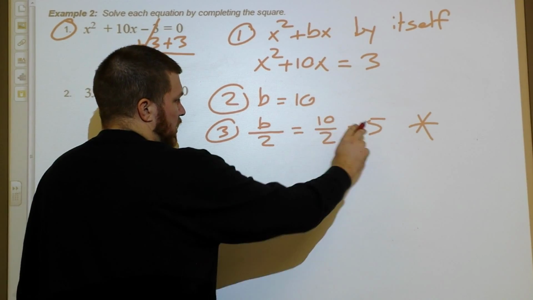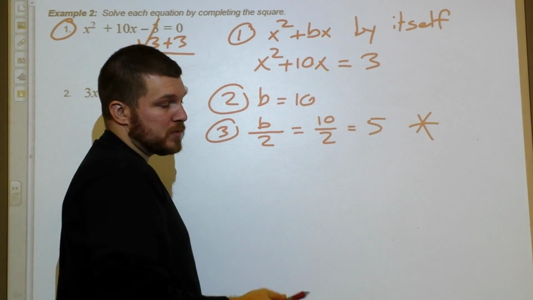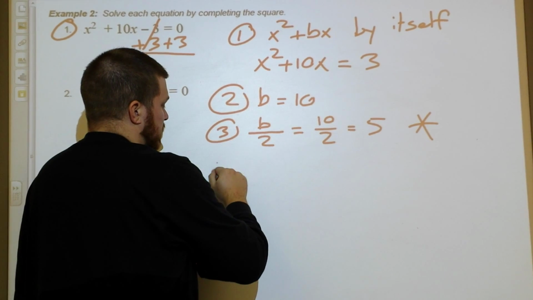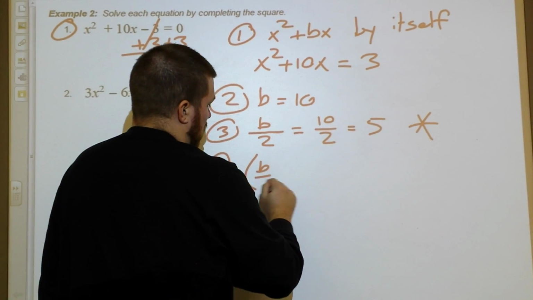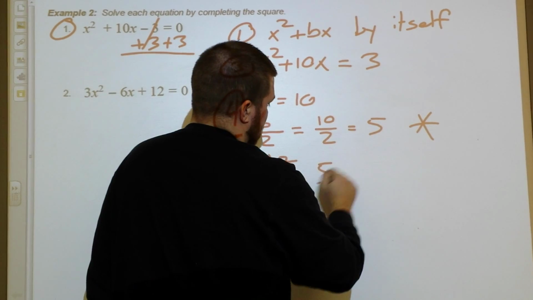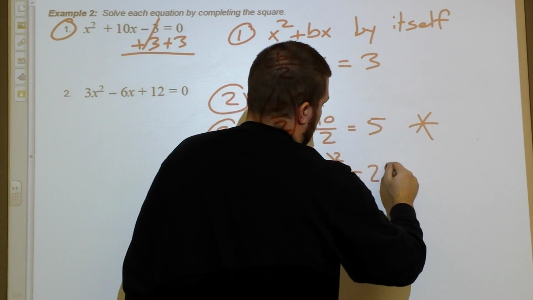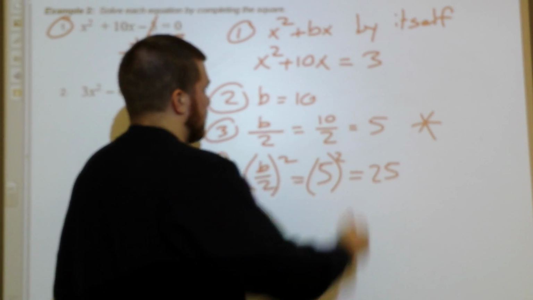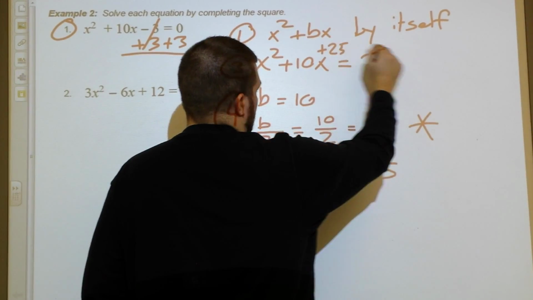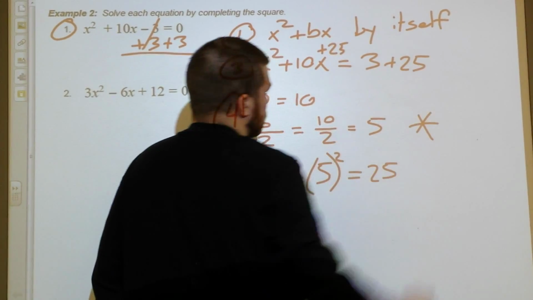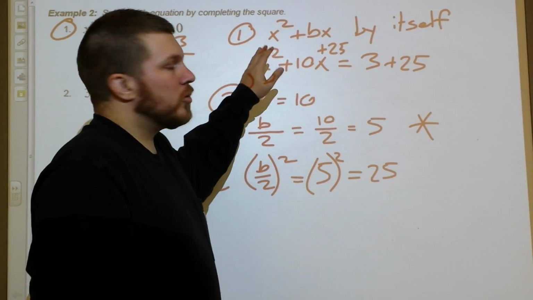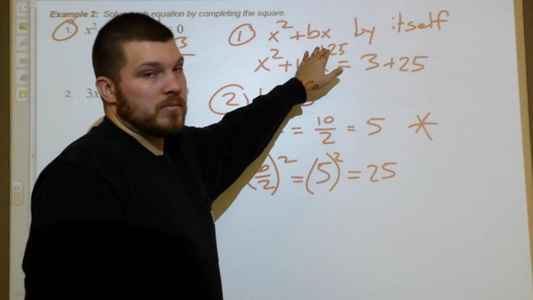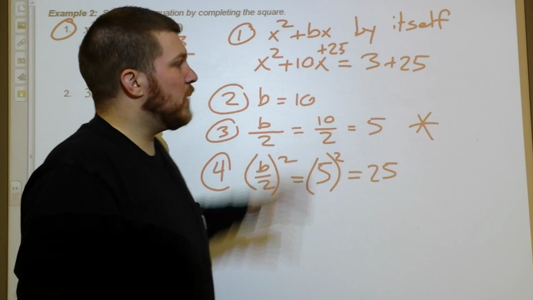Okay, so now that we found what b divided by 2 was in this particular video, it's equal to 5. We're going to take this number and square it. So we have 5 squared, which is 25. Remember, we take this 25 and we're going to add it to both sides of our equation now. So plus 25, plus 25. What we have now created is a perfect square trinomial that can be factored into the square of a binomial.